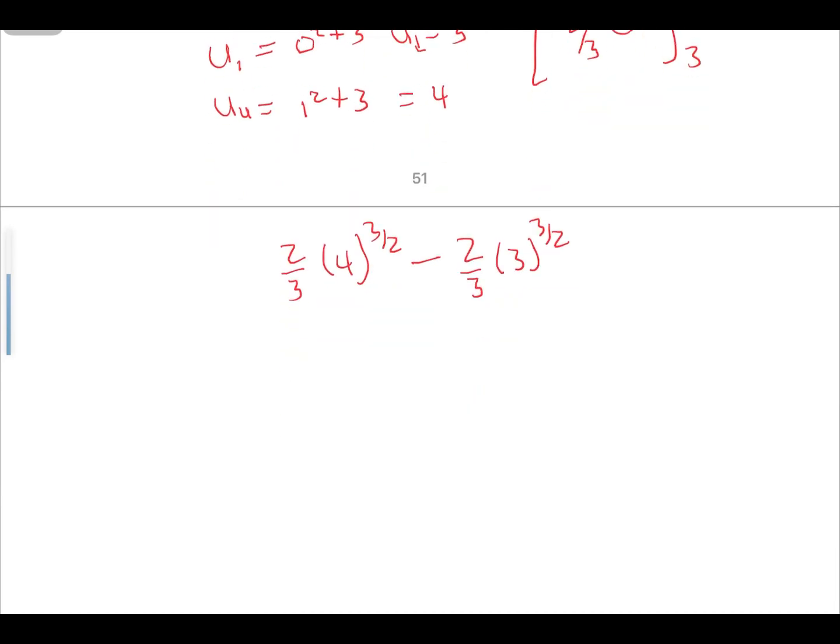Now let's see what this gives us. This is 4 power 3 on 2, and then we are going to get 8. And then 8 times 2 will give us 16 on 3, minus 3 power 3 on 2.